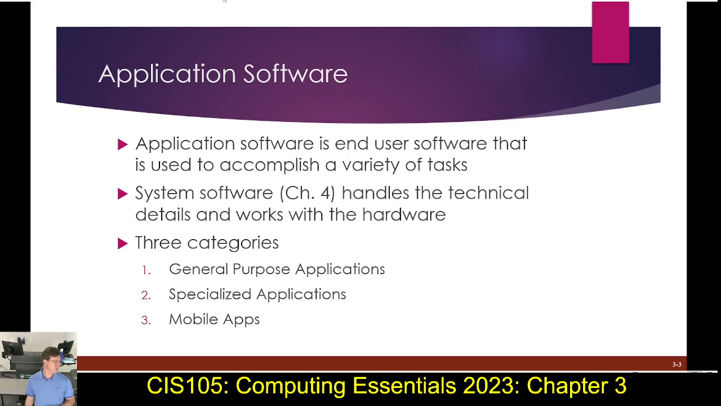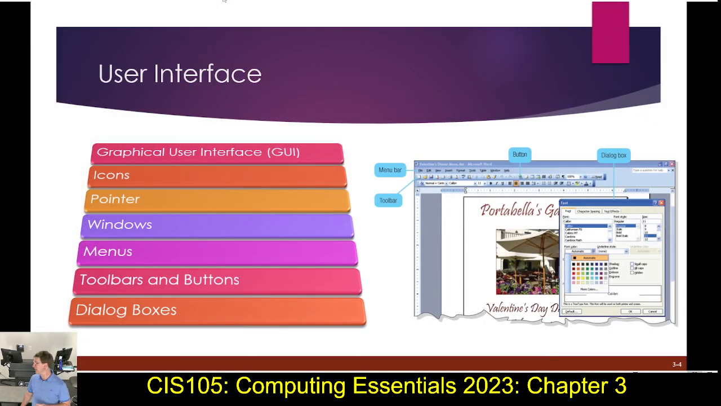The 3 categories of applications for review: general purpose, specialized. I hope you know what mobile ones are, even though I'm going to talk about it anyway.